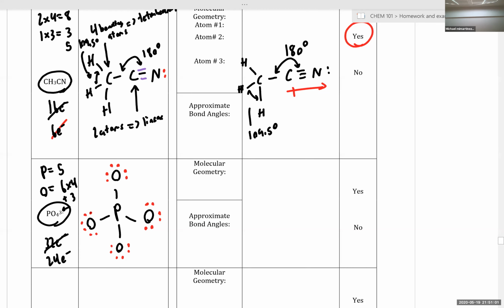Now, my question to all of you is: is this structure correct? Is this structure as perfect as we can make it? Considering that you've learned about expanded octets, is this structure as good as we can get? Is there anything wrong with this structure?